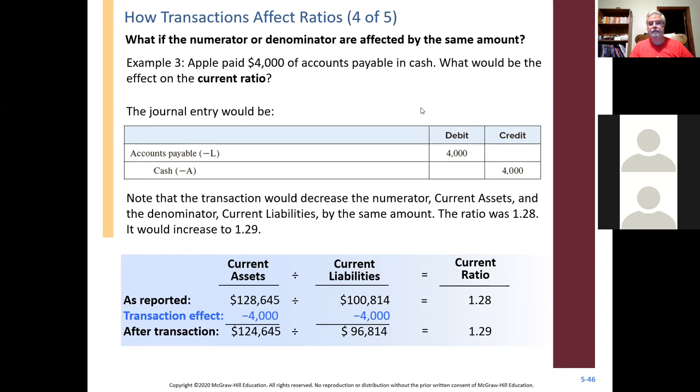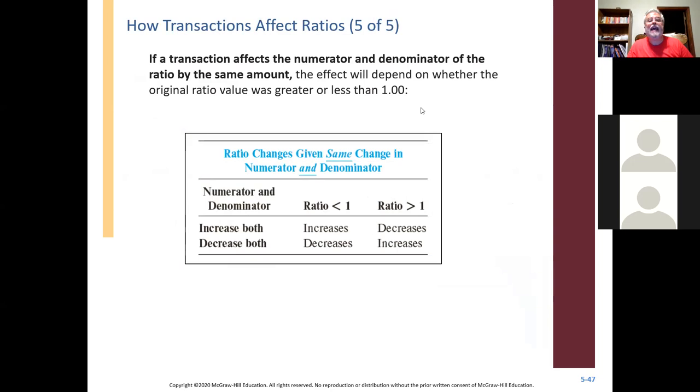Okay. Now here, as you can see, as it affects the ratios, we have guidance to determine what's what. And as you can see, the same change in the numerator and the denominator. If we increase both the numerator and denominator, if the ratio is currently less than 1, the ratio is going to increase. If it's greater than 1, the ratio is going to decrease. It works the opposite way if both the numerator and the denominator decrease.